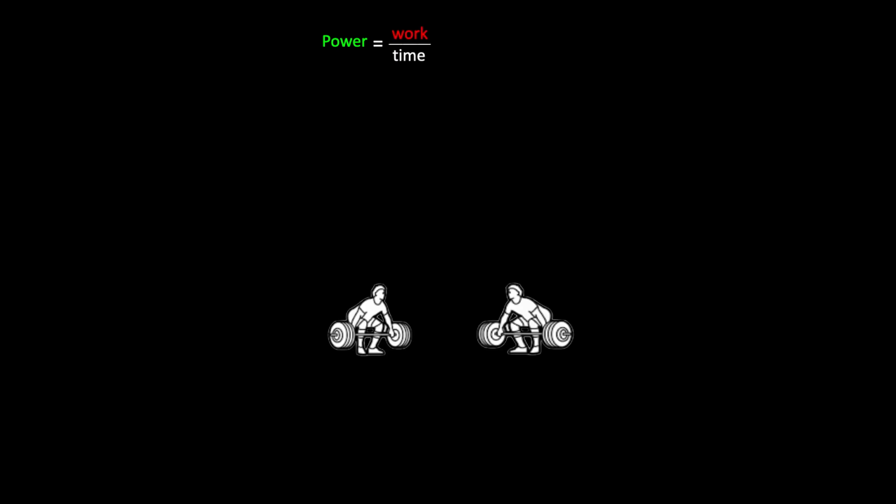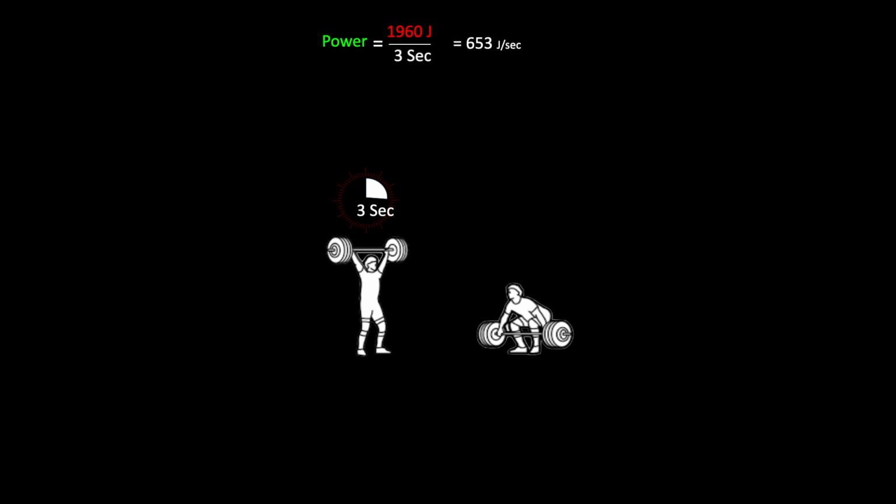So if power is equal to work divided by time, and we know that the same amount of work is done by each weightlifter because they've lifted the same weight through the same distance, and that is equal to 1,960 joules. But the weightlifter on the left completes his lift in 3 seconds. So the power delivered by that weightlifter is 653 joules per second.